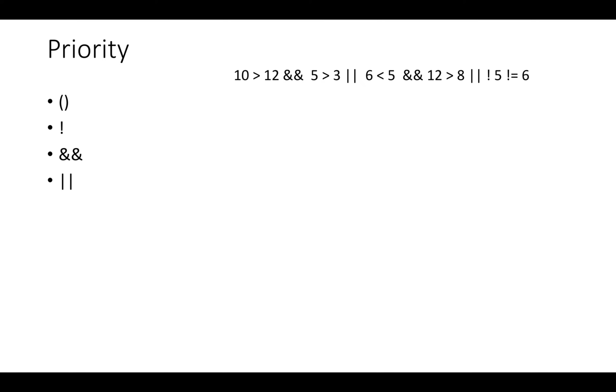Another example. Here you have false and true or false and true or not true. Okay, so from left to right we don't have any parentheses. From left to right we have a not. So we solve that not first. Not true is false. Then you look for ands. There you have one. False and true is false. False and true is false. Then from left to right, false or false is false. Okay?